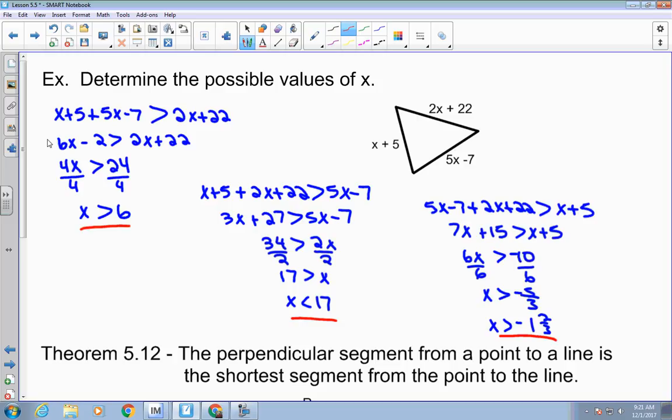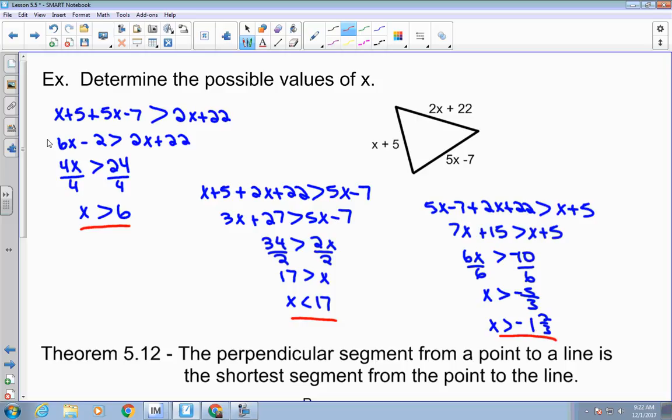Okay? So x has to be greater than 6, x has to be less than 17. It also says that x has to be greater than negative 1 2/3. You have to kind of go and plug it in. Make sure that it doesn't give you a negative distance or a distance that's 0. Okay? Also, sometimes you can combine two and take the one that represents both. Okay, I'll talk about that in just a second.